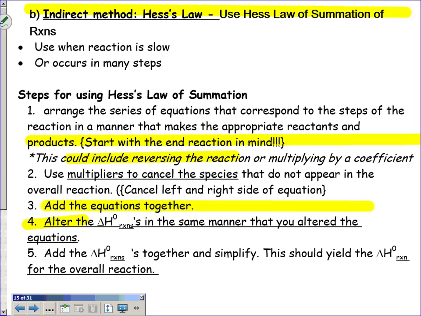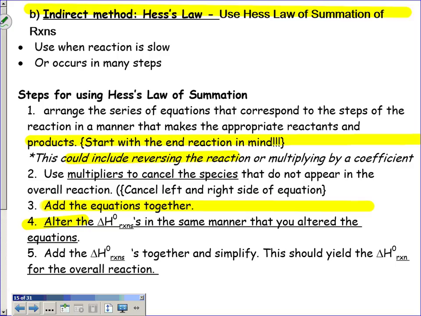Sometimes reactions occur very, very slowly. Kinetics is our next unit, where we'll talk about rates of reactions. They occur by like 5 or 6 steps. Step 1, reactant 1 goes to product 1. Product 1 goes to product 2, and so on until product 5 is our final. Normally we only care about the initial and the final, but sometimes those individual steps have individual delta H's associated with them.